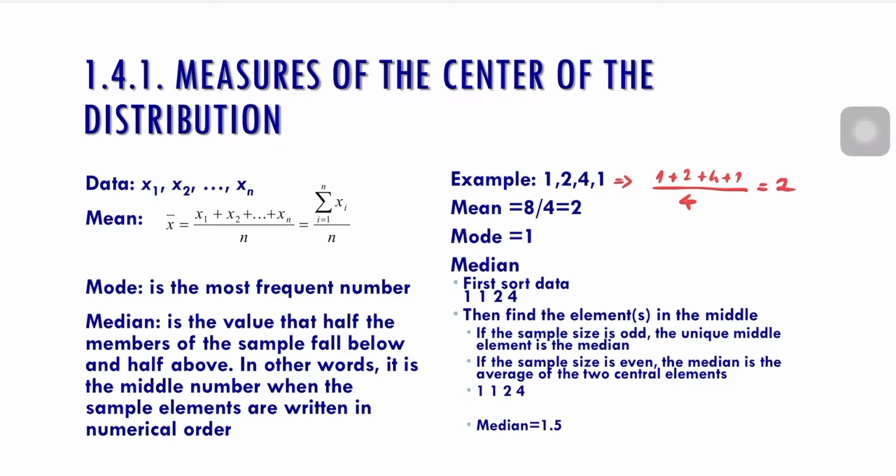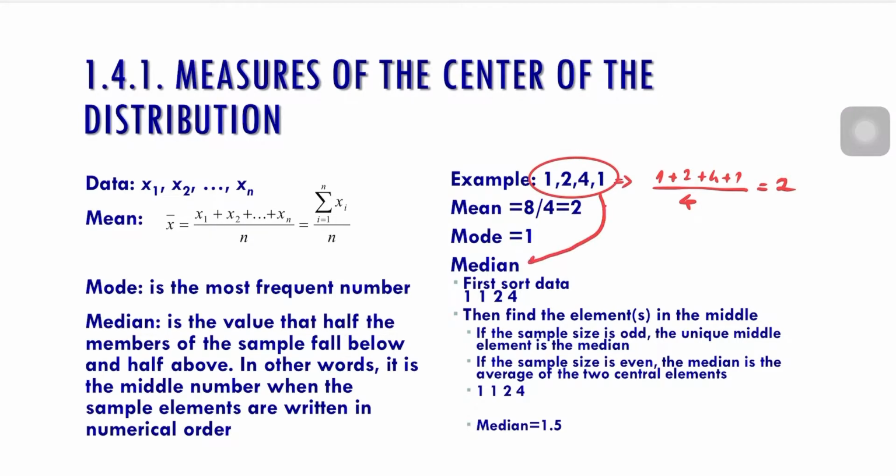For the mode, it is the number we see most frequently, which is 1 here. Okay? It is very easy. And for the median, we have to sort the data from small to high.